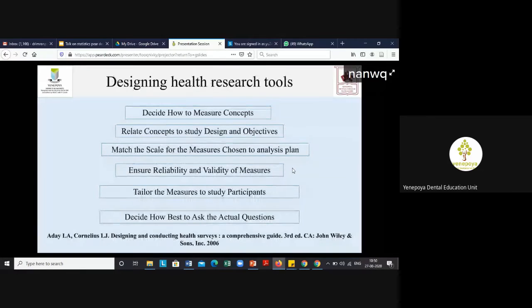To summarize on data collection tools, decide on how to measure the concept. Now, if I want to measure the concept of how my students like my online teaching, so that is my measure. Online teaching is my measure of the concept. So relate the concept to the study design and objective. I want to administer a question, so I will frame a question based on all those parameters. I'll ask them the question, did you like my way of presenting?